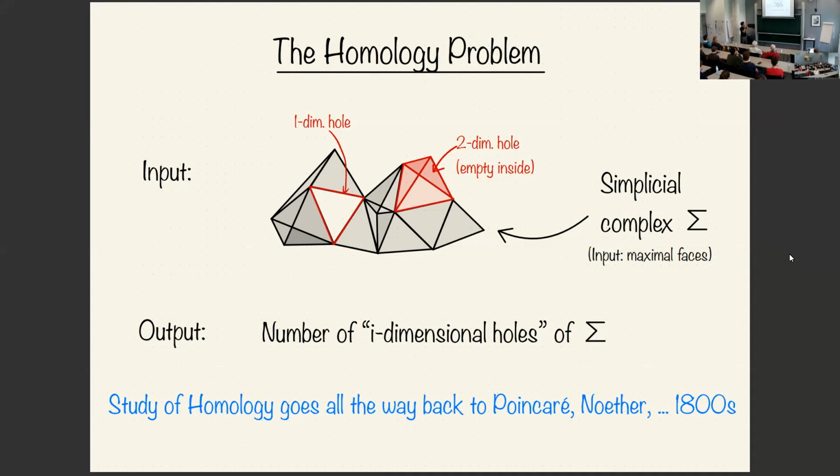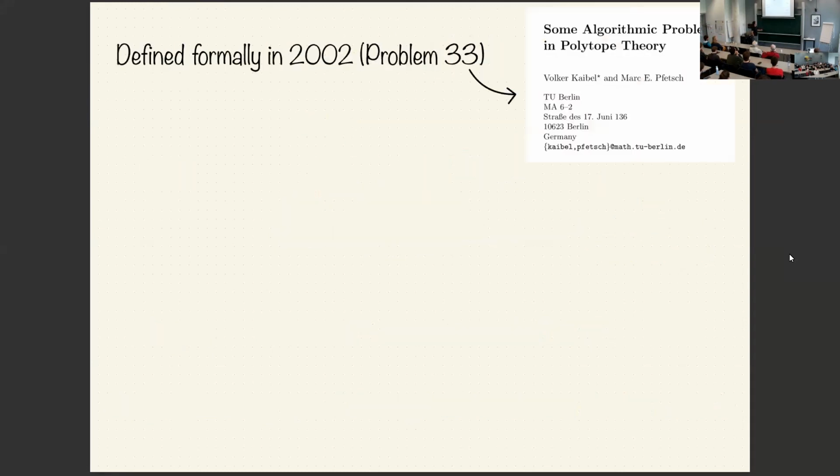Now, the study of homology is a really old classical subject in mathematics that goes all the way back to Poincaré, in the 1800s. So it's very old-fashioned classical math. However, as a computational problem, even though the problem of homology is very natural, it was not posed formally as a computational problem until 2002, 20 years ago, in fact, this February, in this very nice collection of problems proposed by these two authors in the paper Some Algorithmic Problems in Polytope Theory. There are 35 problems there, and this one is problem 33.